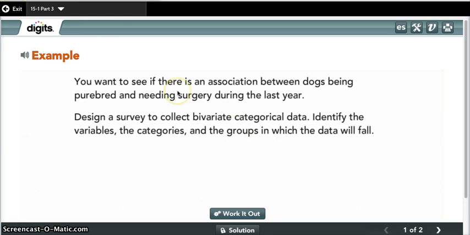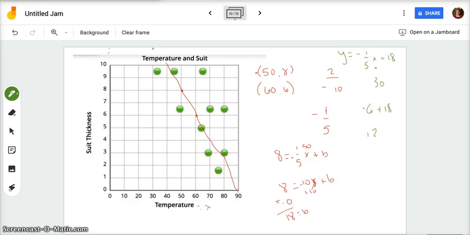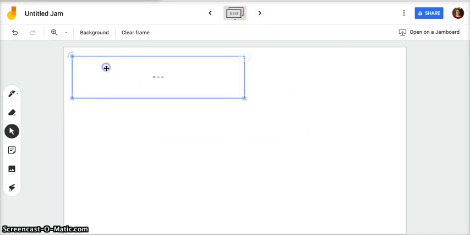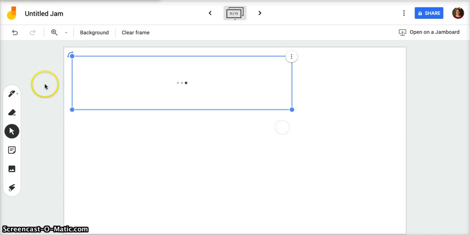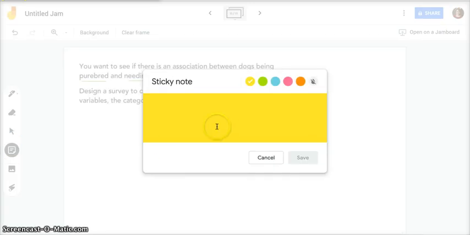So let's jump back, pretend I didn't say what I said earlier. First, we need to look at the variables. So we're going to first find out if the dog is purebred, and then if they needed surgery. Okay, so our options are, this is going to be fun, purebred, and they needed surgery. That's going to be option 1.